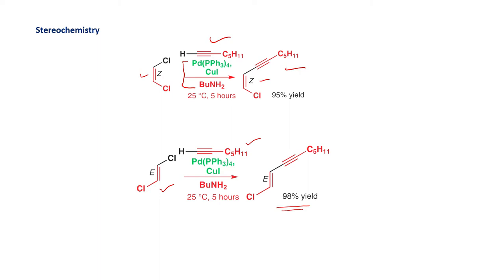So I will repeat again, in Sonogashira reaction there is use of terminal alkyne, and in Heck reaction there is use of terminal alkene, and in Sonogashira reaction you use copper iodide as a co-catalyst to activate terminal alkyne.